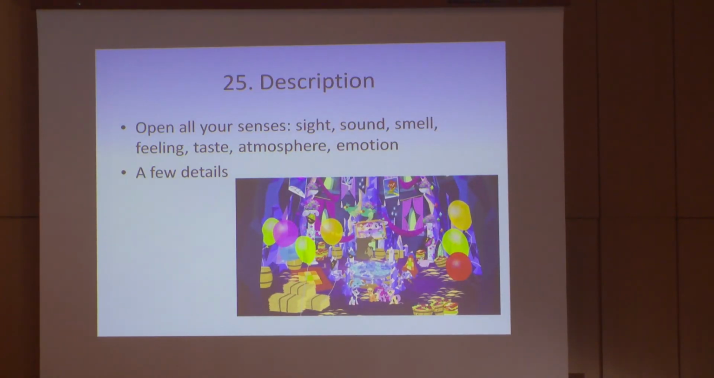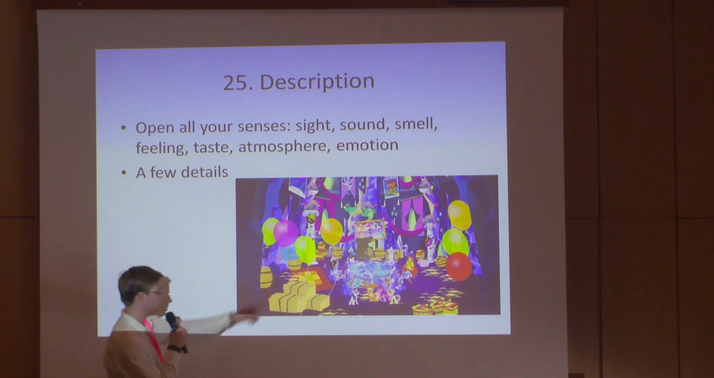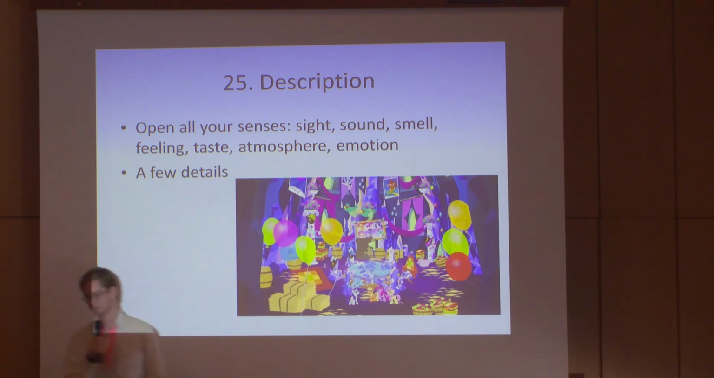We're going for description. Description is about describing, for example, an environment or an object or a character. A clear description will make sure that the reader knows what he or she is dealing with. You should open all your senses: sight, sound, smell, feeling, taste, atmosphere, and emotion, of course. Open all your senses and pick out a few nice details. Don't describe everything, but just a few nice details which speak to you the most. And by the way, it would be a hell of a job to describe this.